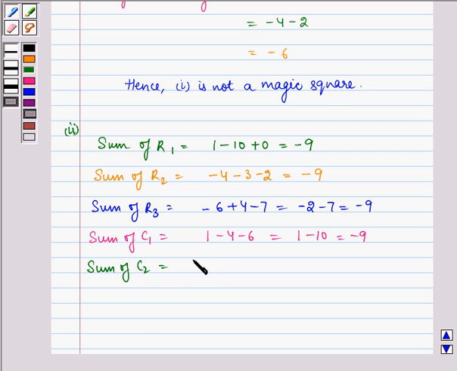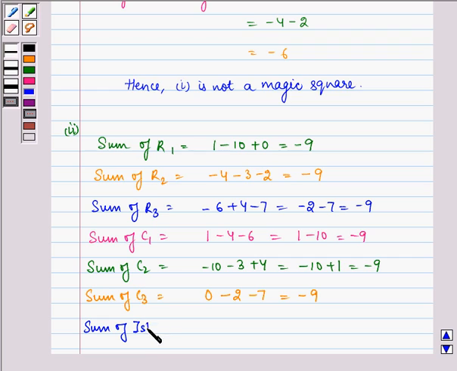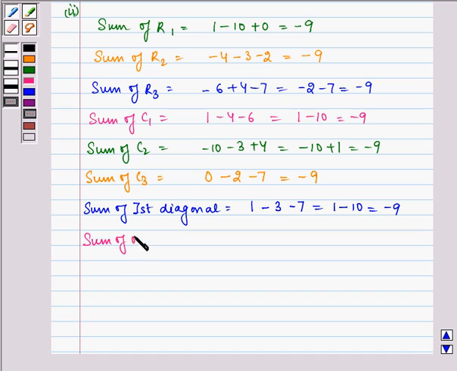Sum of column 2 is equal to minus 10 minus 3 plus 4, which is equal to minus 10 plus 1, which is equal to minus 9. Sum of column 3 is equal to 0 minus 2 minus 7, which is equal to minus 9. Now sum of the first diagonal is equal to 1 minus 3 minus 7, which is equal to 1 minus 10, which is equal to minus 9. And the sum of the other diagonal is equal to 0 plus minus 3 plus minus 6, which is equal to minus 3 minus 6, which is equal to minus 9.